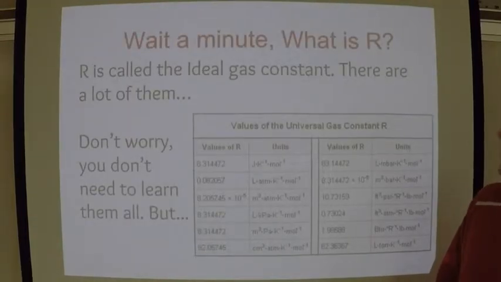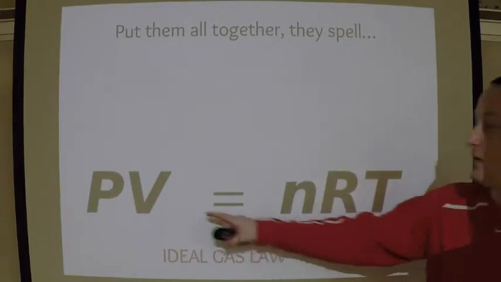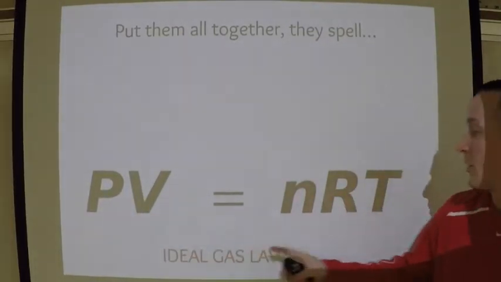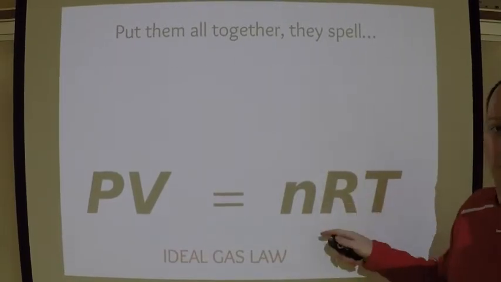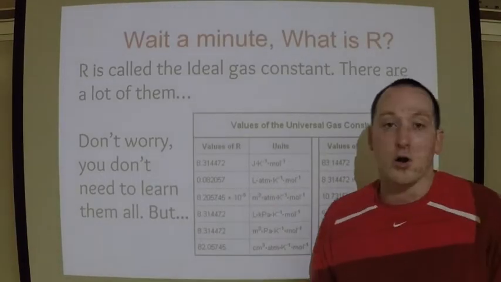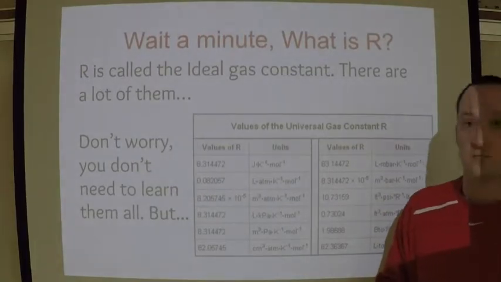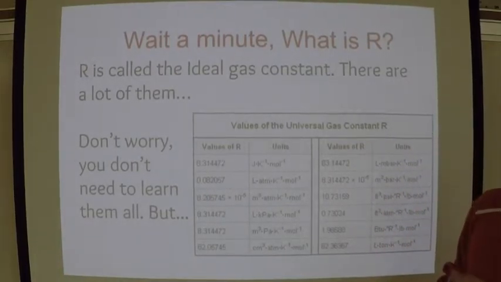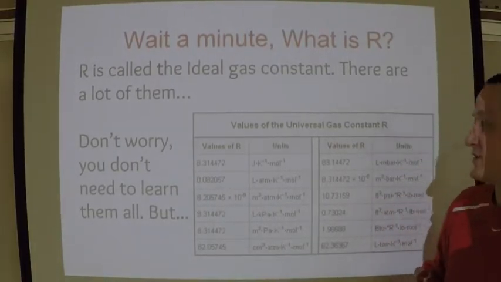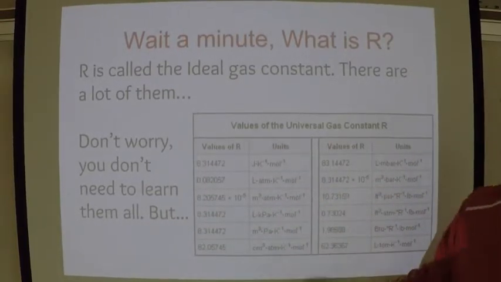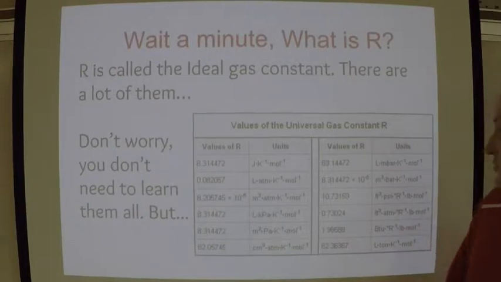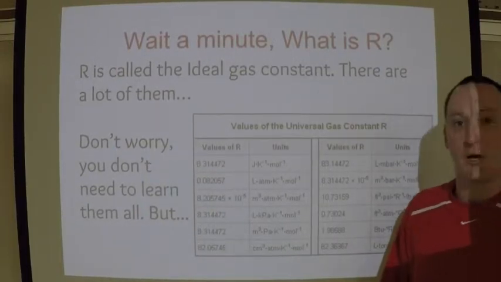Now you might say, wait a minute, what is that R? I've heard about pressure, volume, moles or n, and temperature, but what does this R value mean? R is called the ideal gas constant. Now there are tons of R values. This is a table of values on your notes page. These are all the different values you can plug in for R. There are 12 up here.